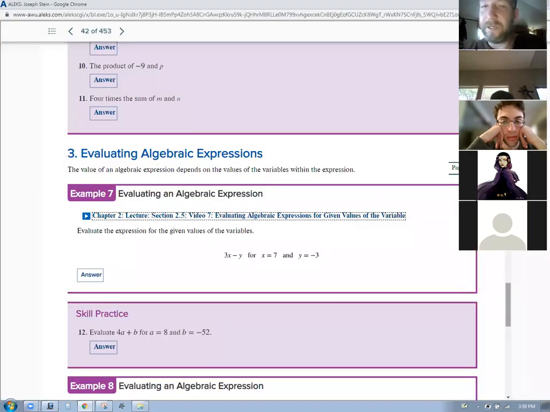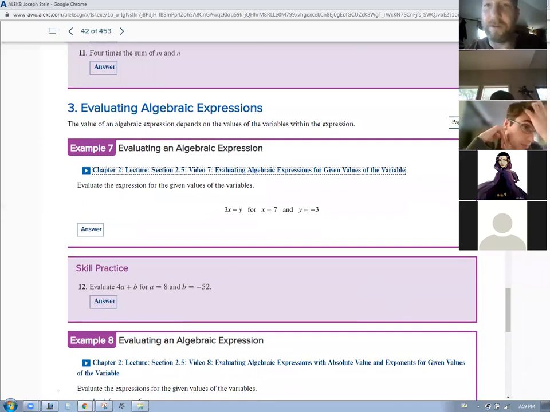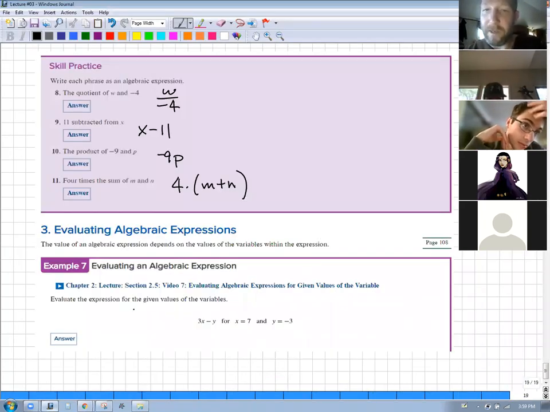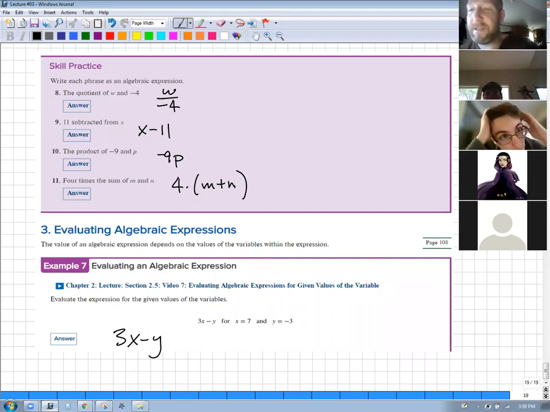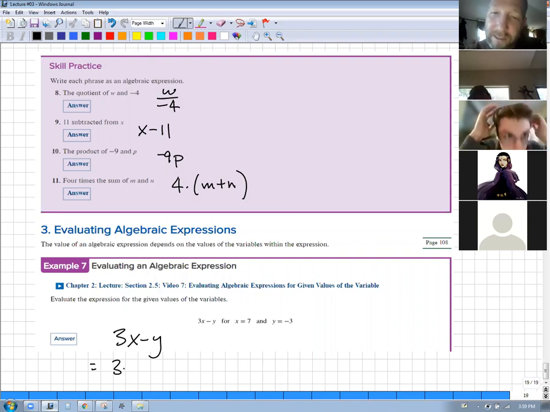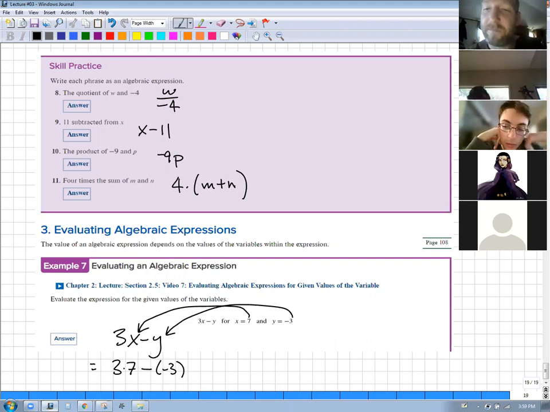All right, so all we're doing here is learning substitution, okay? So evaluate the expression for the given variables. They say, here's 3x minus y. And they say x is 7 and y is -3. Well, if x is 7 and y is -3, all we do is replace our variables with the numbers. That's it. So 3 times 7 is 21. A minus becomes a plus. And we get 24 here.